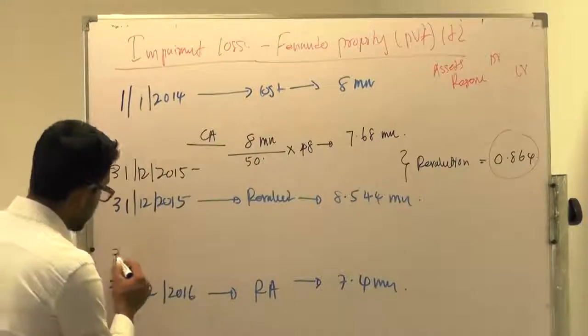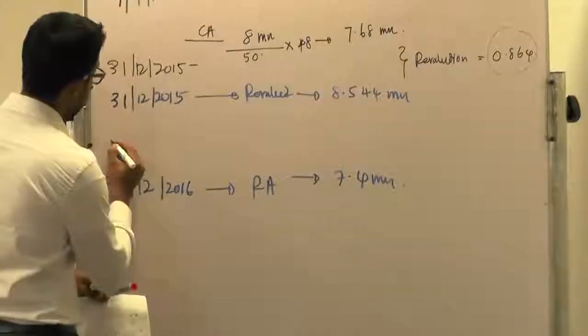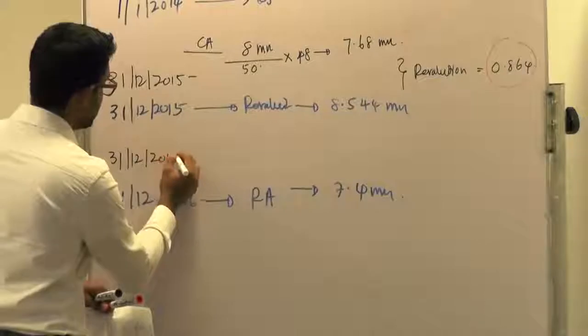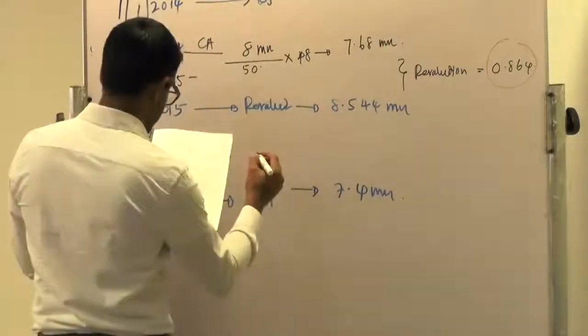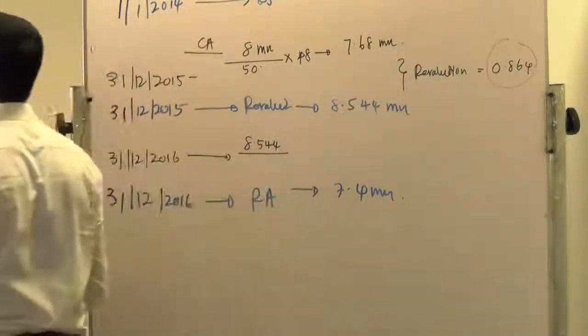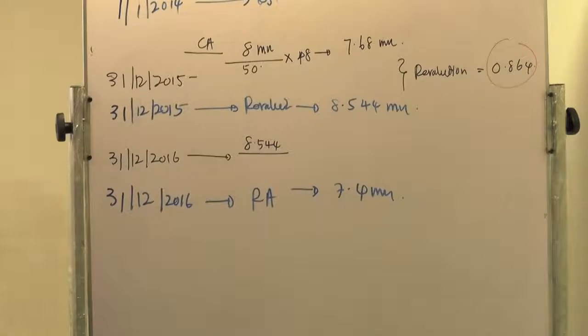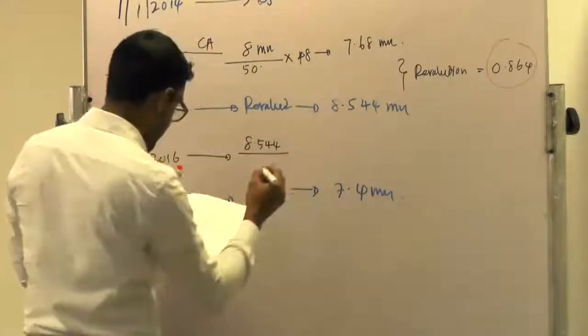Now, 31st December 2016, again you have to calculate what? Carrying amount. How do you calculate it? Now, you have revaluation amount 8.544 million, right? Now, read this sentence: revalued at 31st December 2015, continuing to depreciate it over the original terms. Original terms means there is no change in lifetime, which means you have remaining lifetime 48 years.